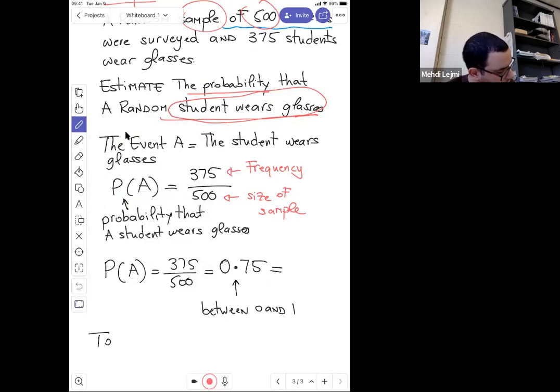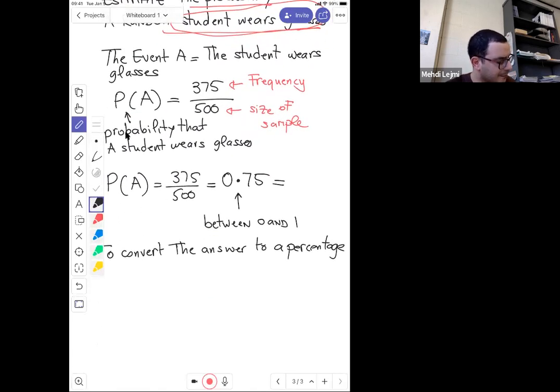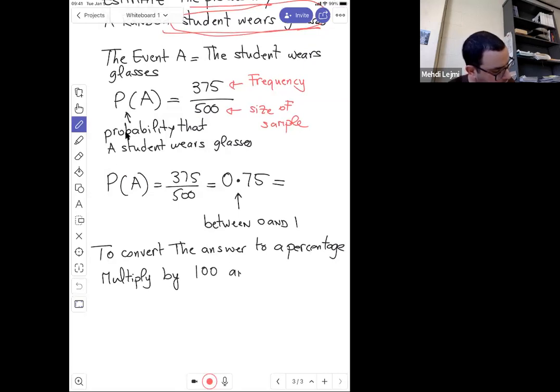To convert the answer to percentage, just multiply by 100. Multiply by 100, and of course you need to add the percentage symbol.